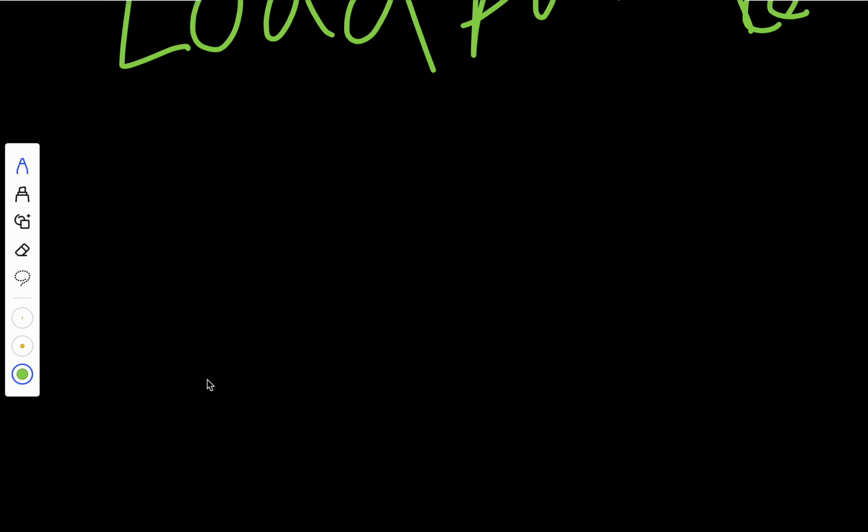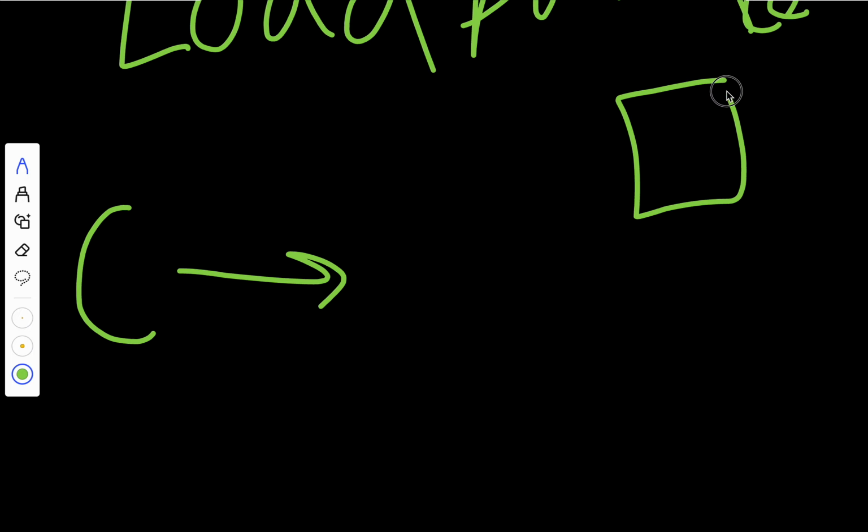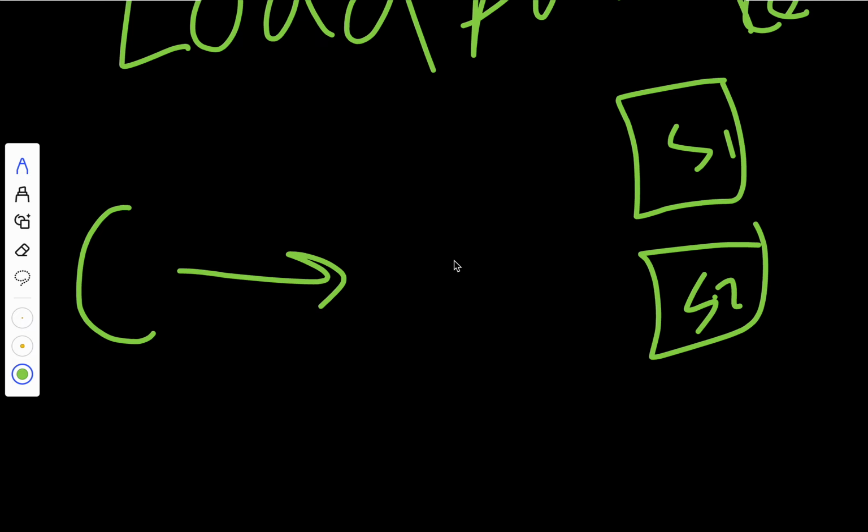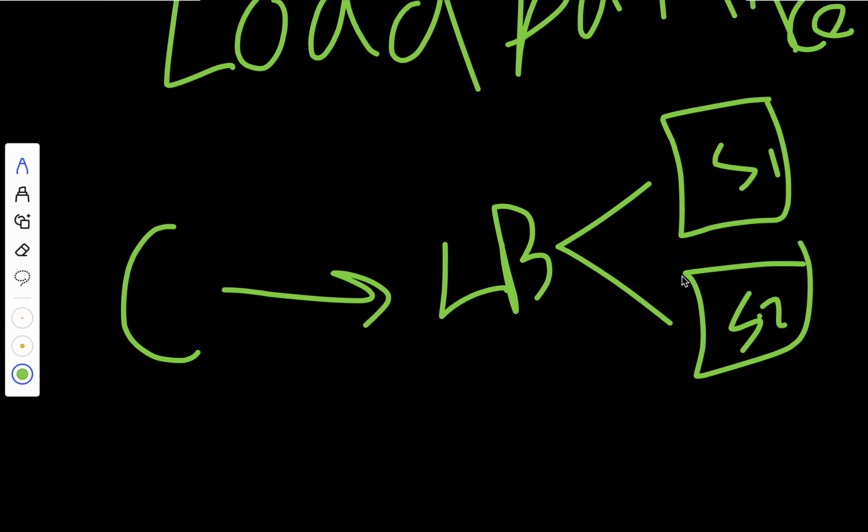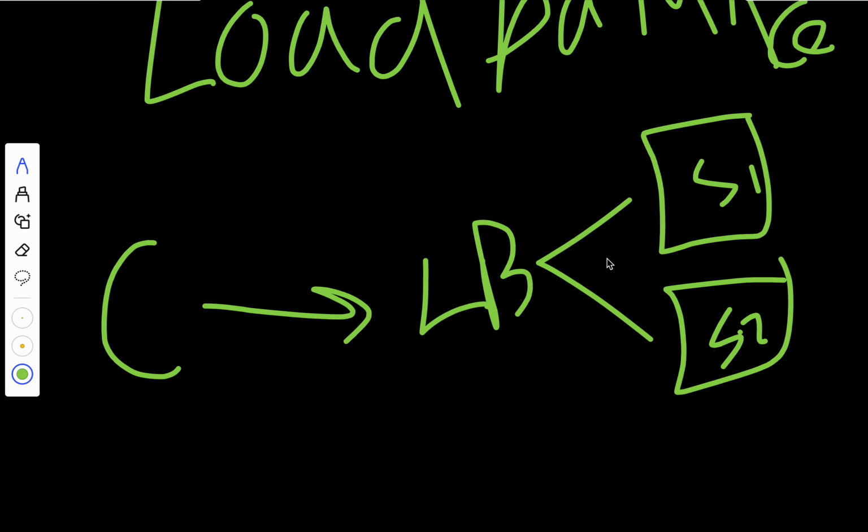So when we have multiple clients trying to send requests, and we have multiple servers, S1 and S2, for example, we will have a load balancer that will distribute all the incoming requests among the servers. So we'll make sure that no server is overwhelmed with requests, and no other server is underutilized.